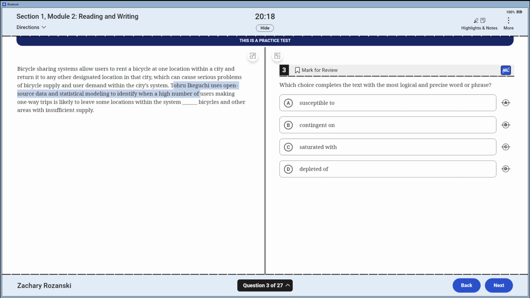In the sentence that we're in, he uses open source data and statistical modeling to identify when a number of users making one-way trips is likely to leave some locations within the system blank and others. So my first signal element that I'm going to jump on is this "some locations plus and others."